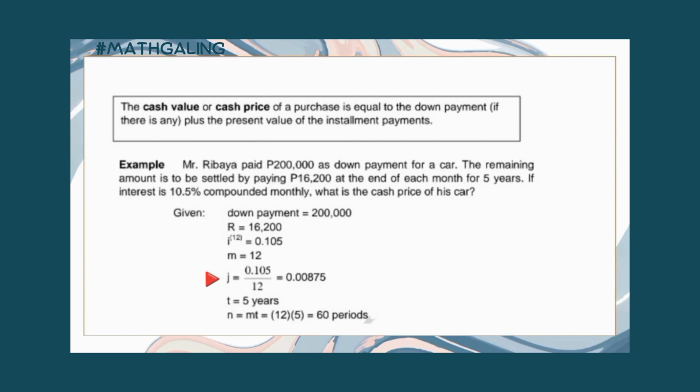0.105 all over 12 is equal to 0.00875. And we have our time. This is 5 years. Then N is equal to M times T. Let's substitute. M is equal to 12 and T is equal to 5. So 12 times 5 is equal to 60 periods.